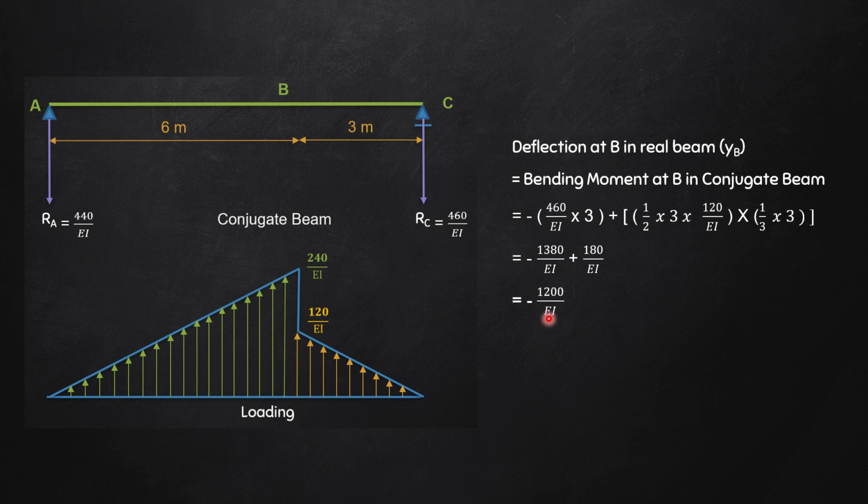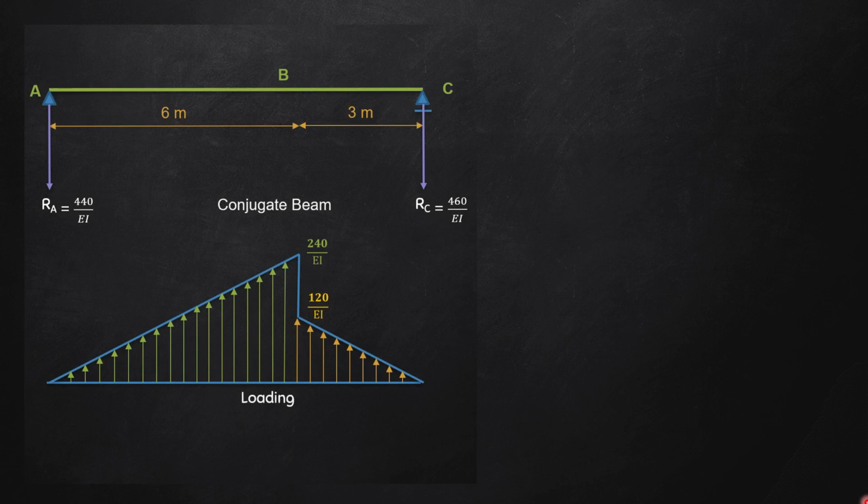And since the bending moment has come out to be negative, that means the deflection is in the downward direction. This is as per the sign convention of conjugate beam method. You can find it in my lecture 1. So the deflection at B is 1200 divided by EI meter in the downward direction. Now something interesting.